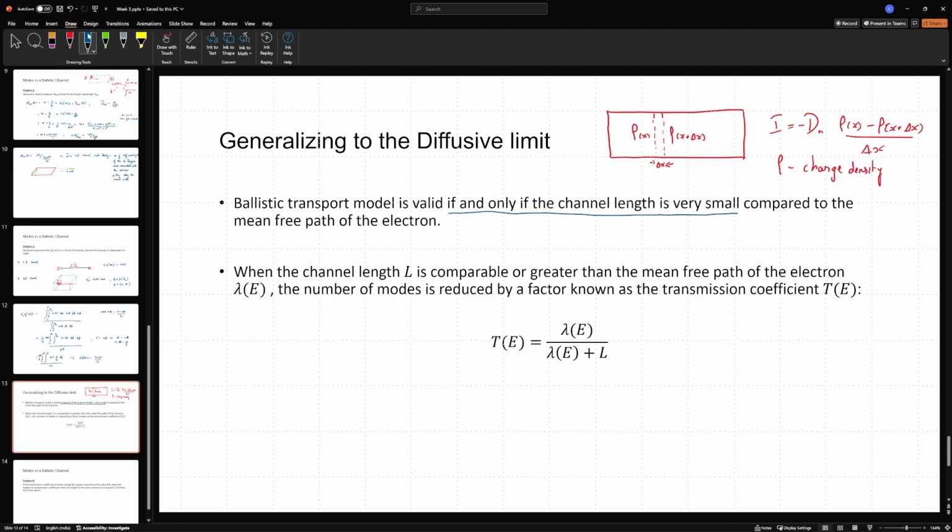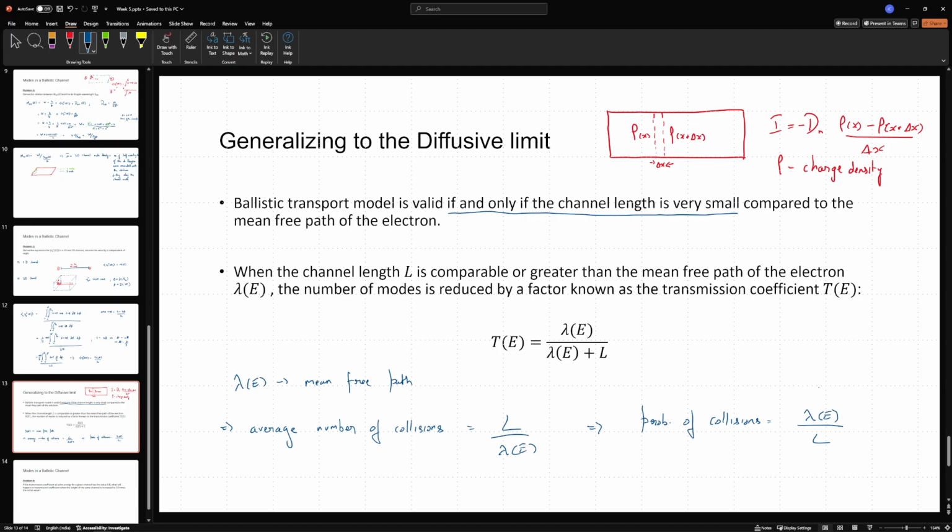Essentially, the idea is for every lambda e, so lambda e is the mean free path. Which implies average number of collisions is equal to L divided by lambda e. This is the average number of collisions. Therefore, the probability of a collision will be the inverse of this, lambda e by L. So this is the probability of a collision occurring.